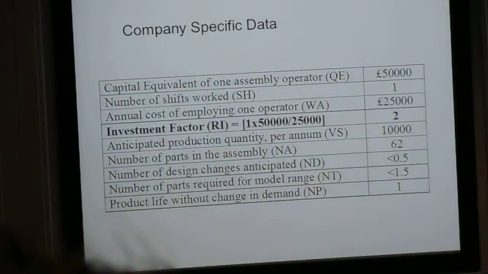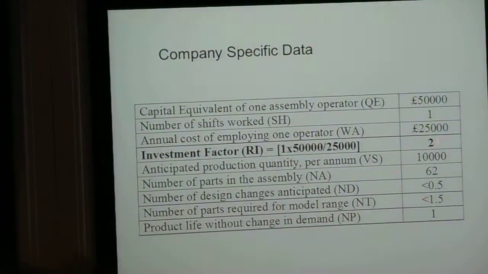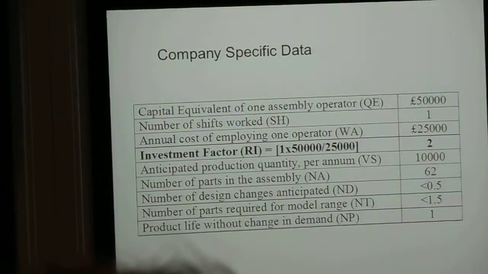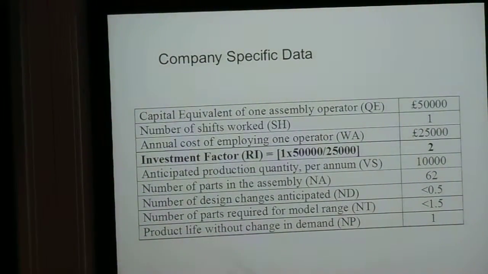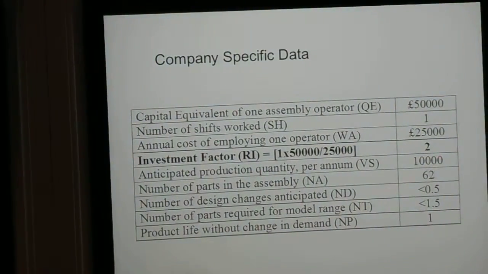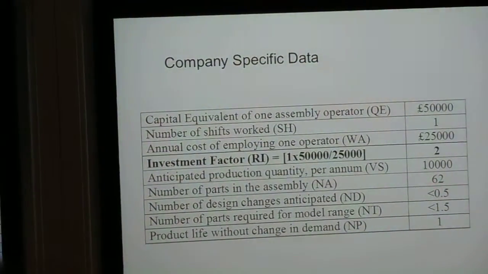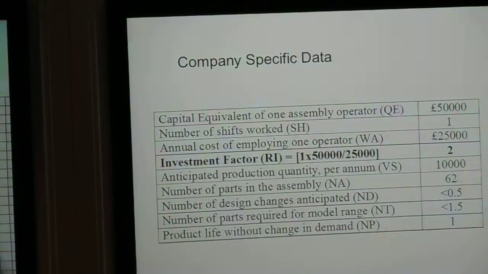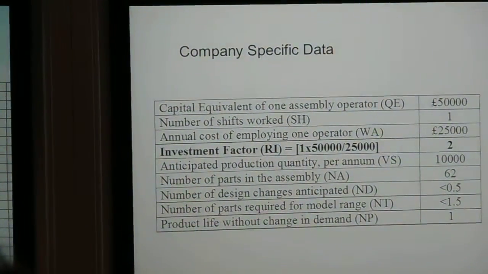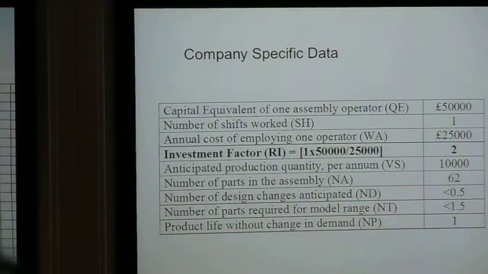So we're prepared to invest 50,000 to replace that person. So our investment factor here is going to be 2, using the formula for the investment factor that we saw earlier. We've also got some other parameters here. We've got an anticipated production quantity per shift of 10,000. We've got 62 parts in our assembly, and we've made some estimate of how much change we're likely to have in this particular design. So that's our strategy for this particular business.